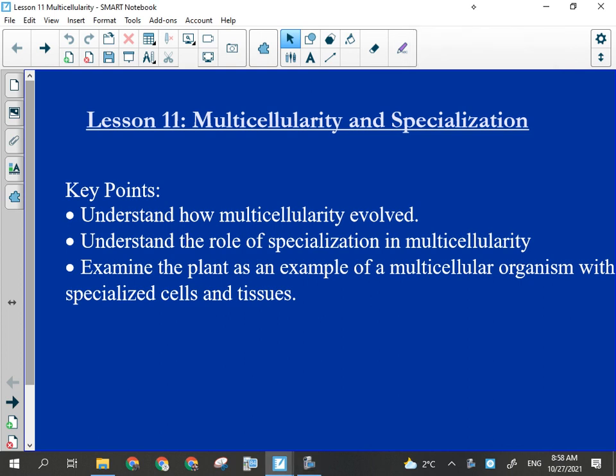All right, so today's lesson is going to be on multicellularity. That means that we're done the first half of the unit. The first half of the unit is about individual cells and their functioning and their transport and all of that kind of stuff. Now we're moving on to multicellular organisms, right?